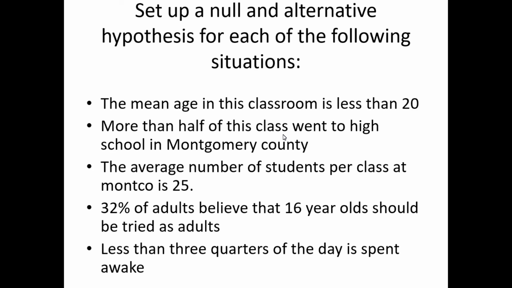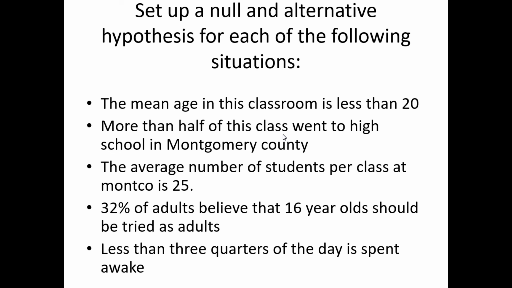If it had said less than or more than, we'd use that symbol, but when it just uses not or is, we have to test both directions. So in this case, the alternative hypothesis would be HA colon mu is not equal to 25.